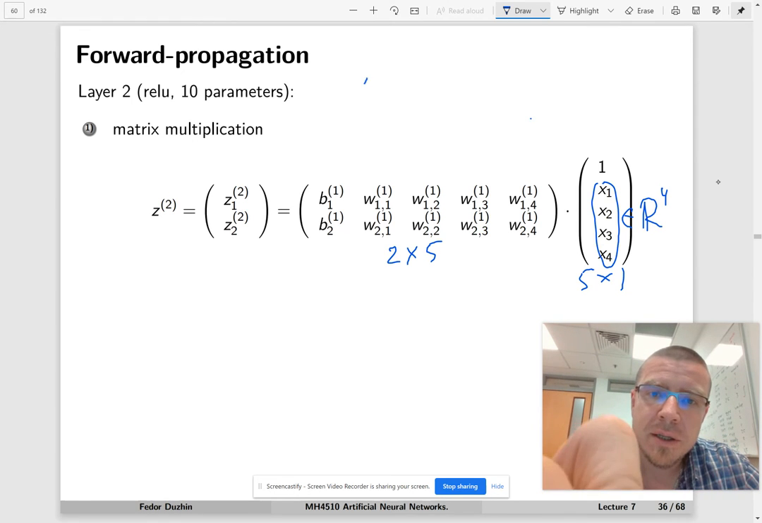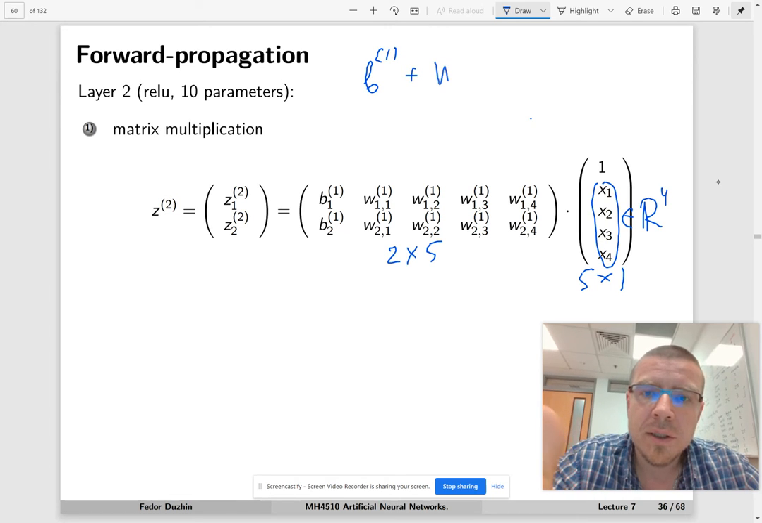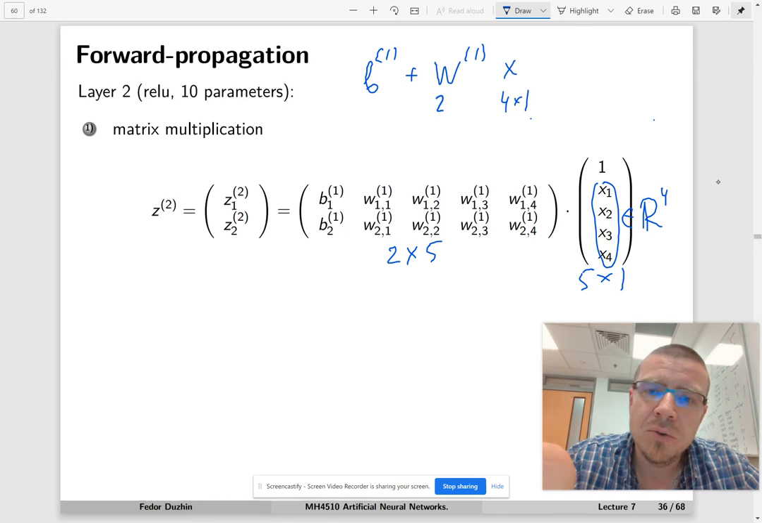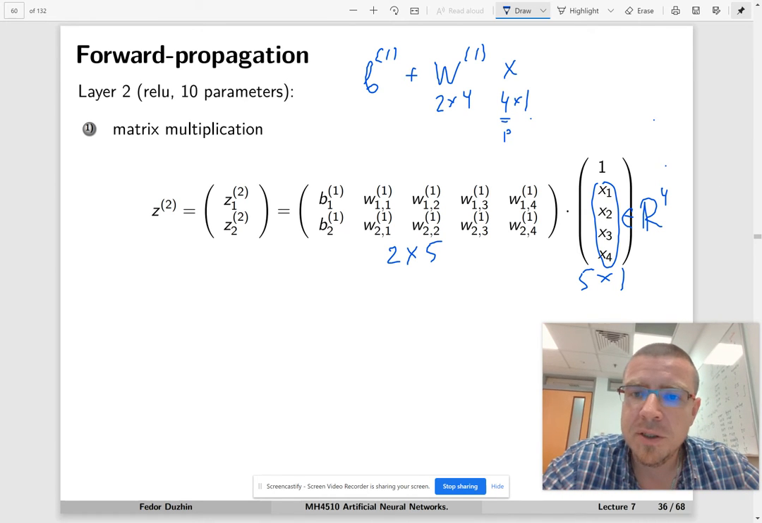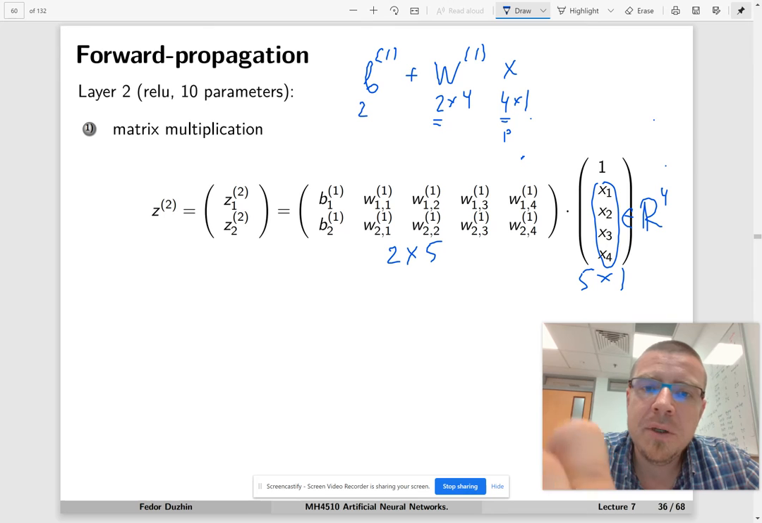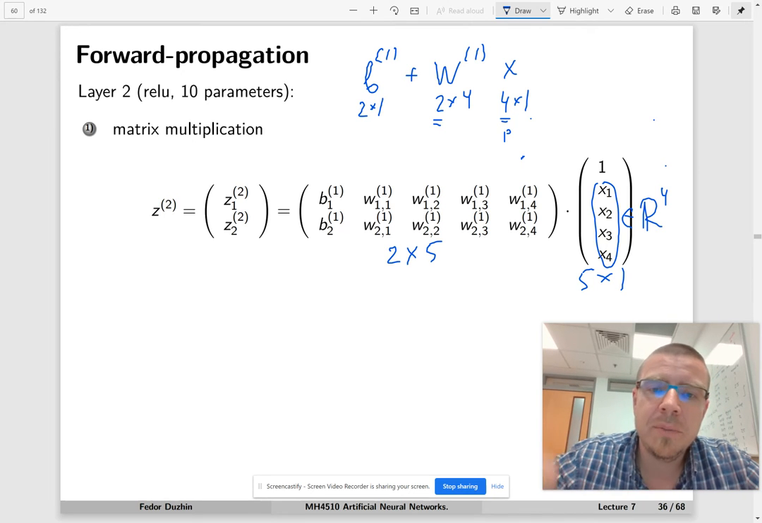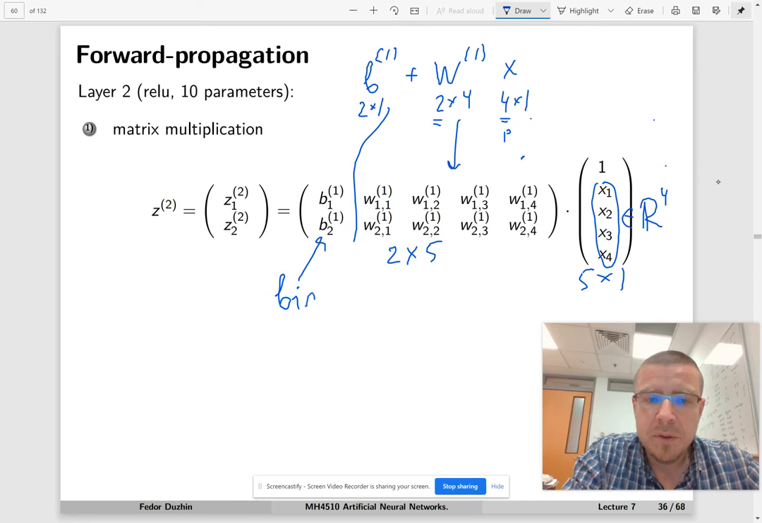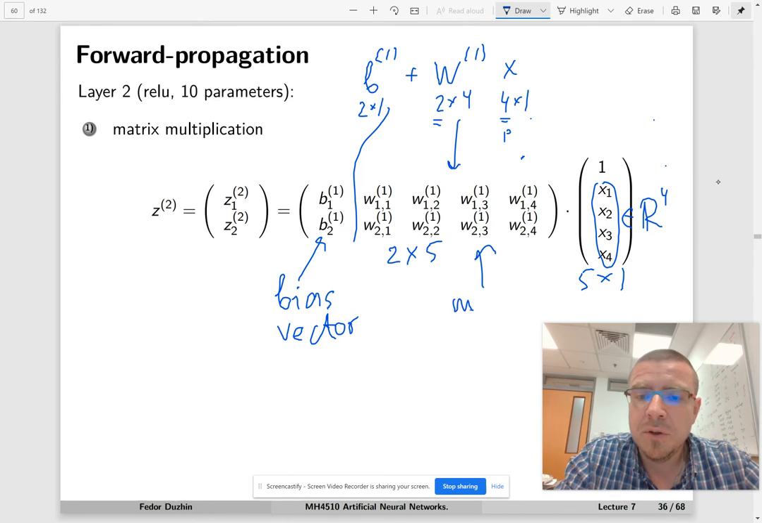So we can write this as B1 plus W1 times X, where our X is the 4 times 1 input matrix. Our W1 is 2 times 4, where this 4 is basically P, and this 2 is the number of neurons in our layer 2. And B should also be 2 by 1 to make matrix dimensions consistent. This B is also called a bias vector, and this W is also called the weight matrix.